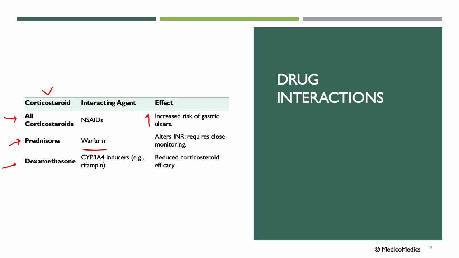Then we have dexamethasone, which is indeed a very potent glucocorticoid. And it is metabolized via the cytochrome P450, or more specifically 3A4, so the CYP3A4 pathway. So if it's co-administered with CYP3A4 inducers, like for example, rifampin, which is a drug used when treating, for example, tuberculosis, it can accelerate its metabolism, leading to a reduction of the therapeutic effect of dexamethasone. So in such cases, higher corticosteroid doses or alternative agents may be necessary to still maintain efficacy.